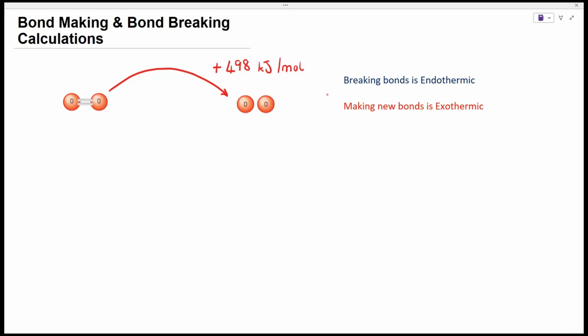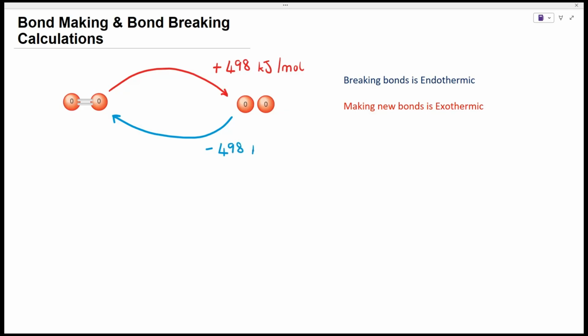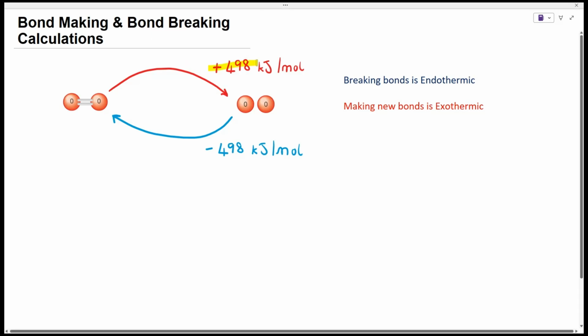Now, the second part of this, and this is quite important, is if the bond was to form between two oxygens and it was to make an oxygen molecule, then that would be a negative number, as that would release 498 kilojoules per mole of energy. So the first thing you'll probably notice on the screen is that you've got two numbers. One of them is a positive number, which is the energy needed to break that particular bond. And then the other one is a negative number, which is the energy released when that bond forms.